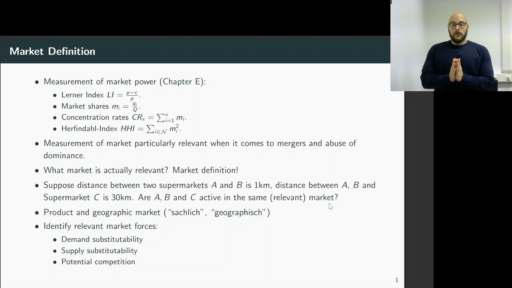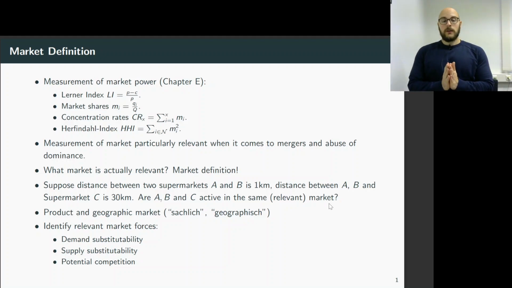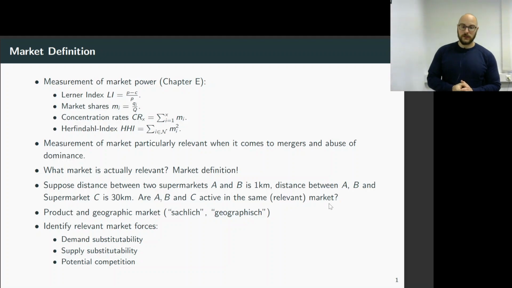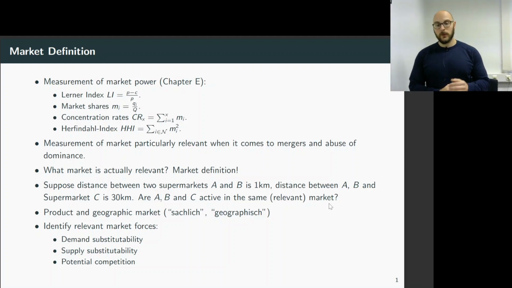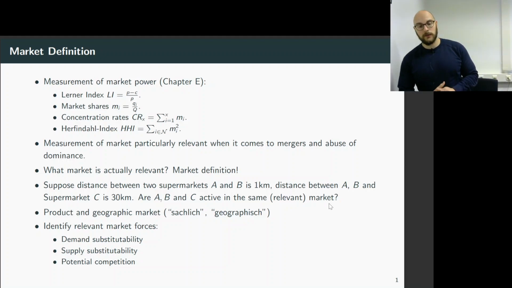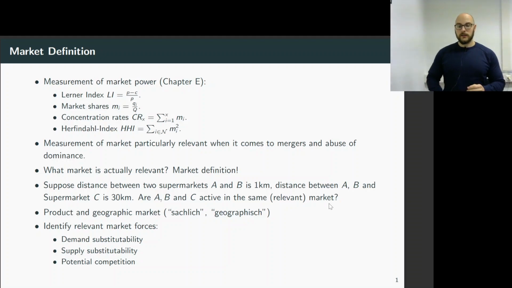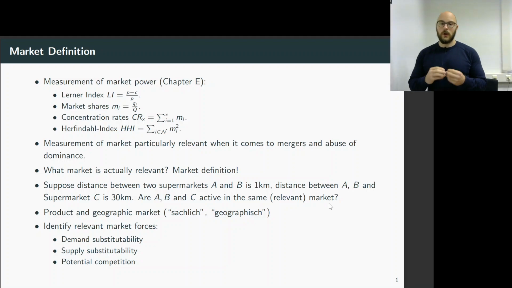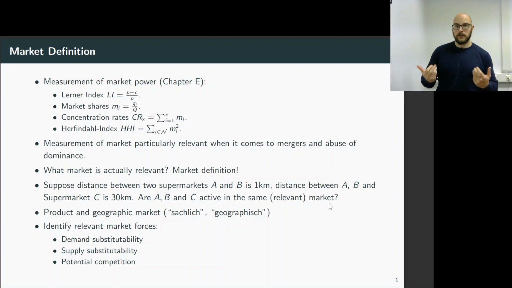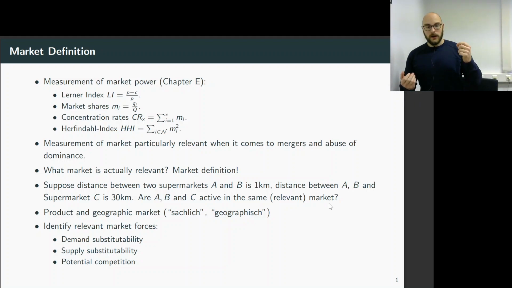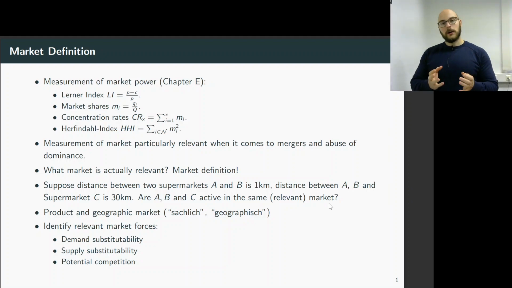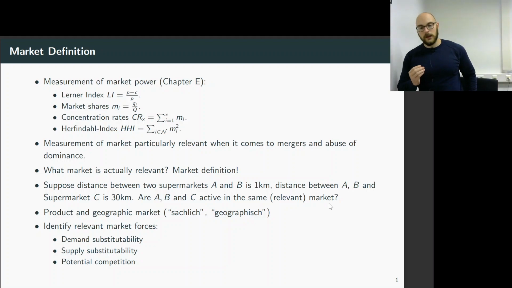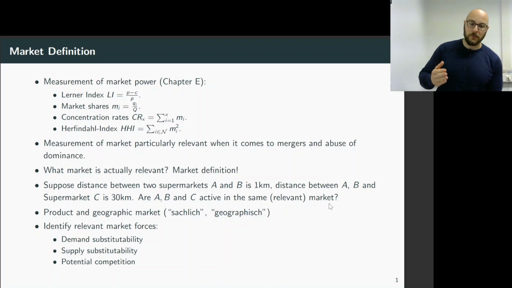The first thing where we have to start is that we have learned certain measures of market power. And these measures are the Lerner index, concentration rates, and the Herfindahl-Hirschman index, and of course also market shares, right? All of that gives us an indication of how strong market power is in a market. And this measurement of market power is relevant in merger cases and in abuse of dominance cases.